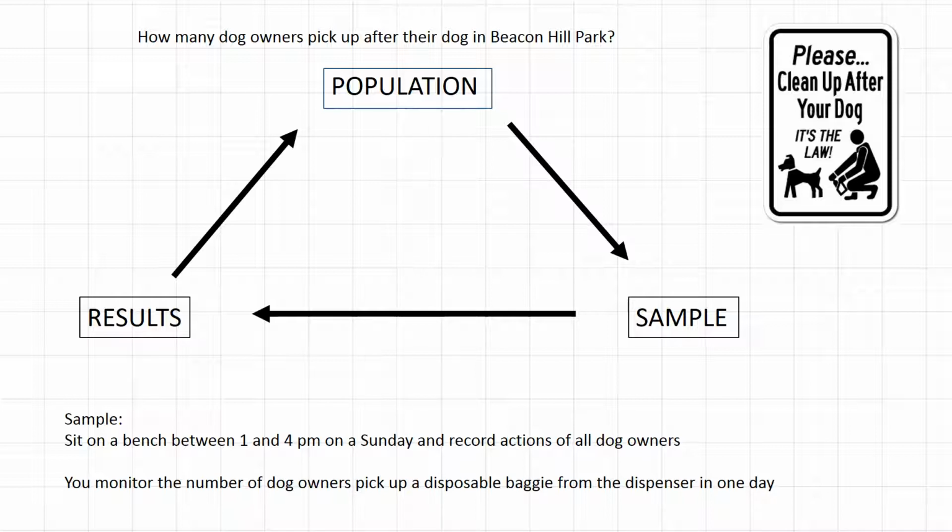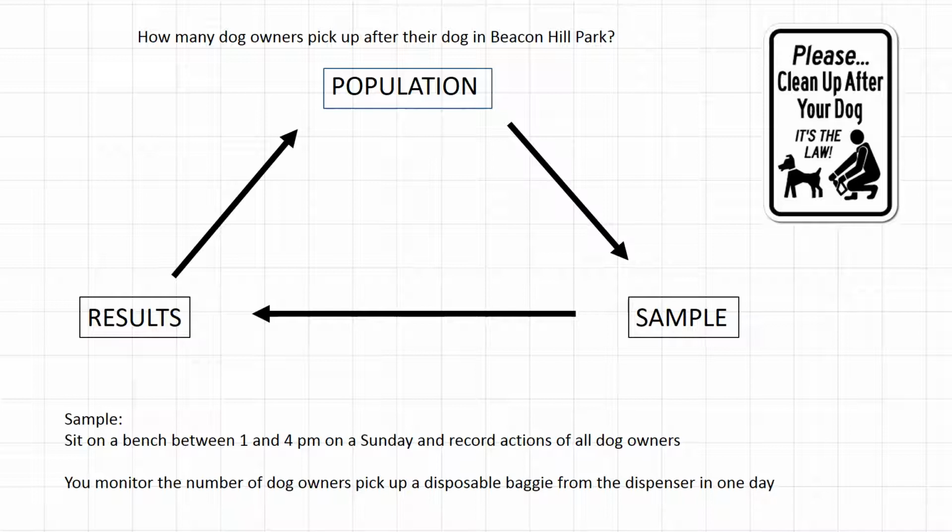So imagine you want to know how many dog owners pick up after their dog in Beacon Hill Park. So the population would be all of the dogs that go for a walk in Beacon Hill Park. That's a pretty large group, and there's no way you're going to get all of that information from all of those units, or dogs, or dog owners. So you have to take a sample.